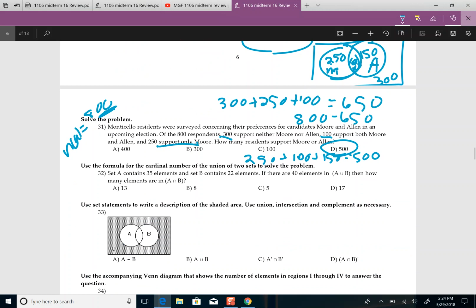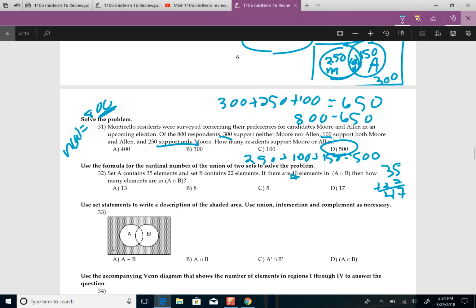All right, 32 says set A contains 35 elements, set B contains 22 elements. There are 40 elements in the union. How many are in the intersection? All right, so I don't know if you remember back to us doing this. Let's start with what would be obvious: add 35 and 22 to get 47. Take A, take B, add them together, but it says there should be 40.